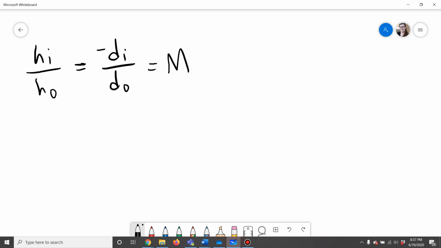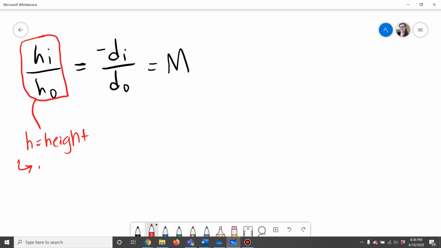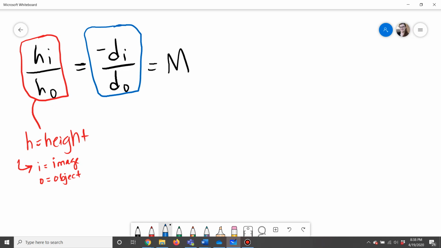Okay, so this is going to behave exactly as it did last time with the last equation, where h stands for height, and our subscript just indicates which one it is. The I is for image, and the O is for object. These again are the exact same as they were before. These are the image distance and the object distance. And these are all equal to capital M, which capital M is just a unitless number that represents a magnification factor.